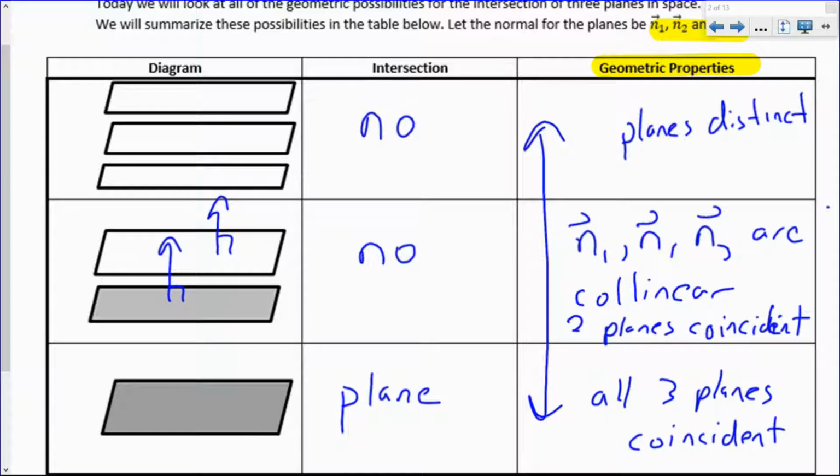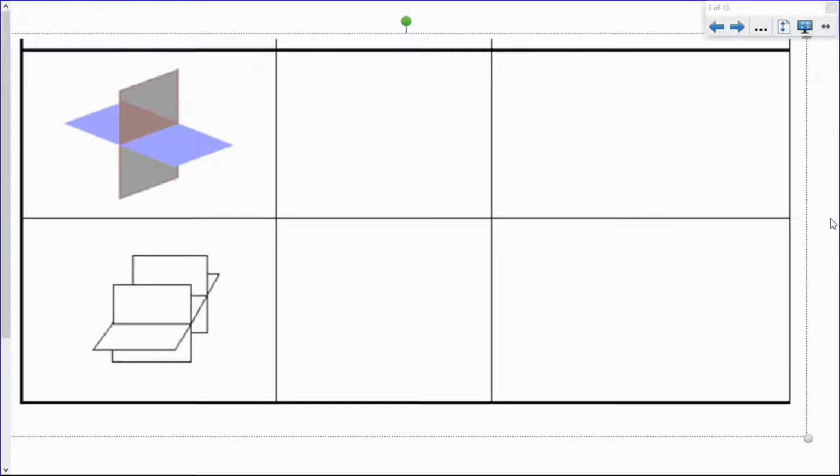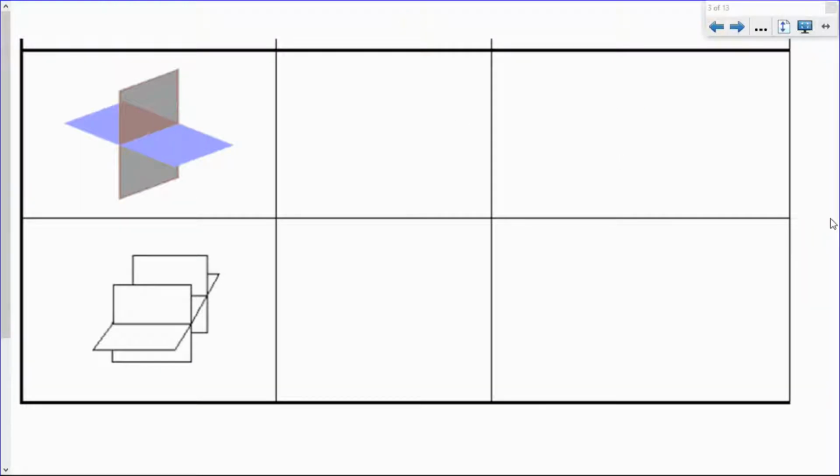And then, of course, in all three examples, we have all three normals that are collinear. There's three possibilities there. Let's look at the other possibilities. Here are two possibilities, and you might notice what these two have in common. So in the first one, we have two planes that are coincident. So we have two coincident planes.